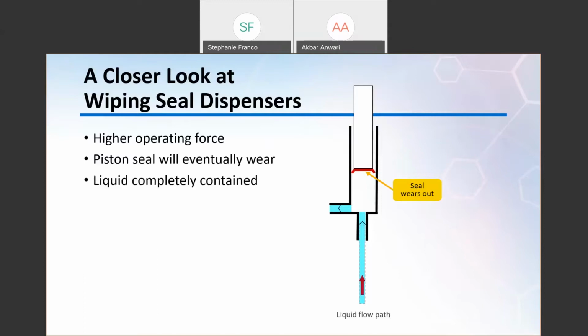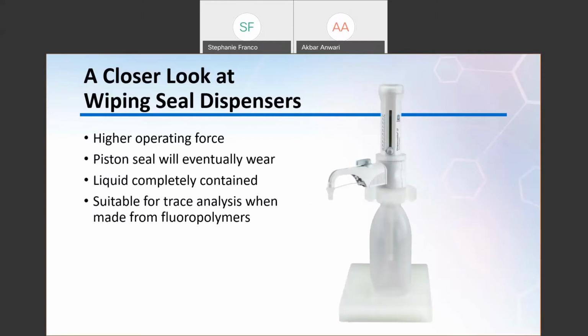One big advantage of the wiping seal dispenser, though, is that the liquid is completely contained within the instrument from the time it leaves the bottle to the time that it exits the discharge tube. This means when applied to a dispenser made with highly inert materials, such as fluoropolymers, it can be used for high purity chemicals for trace analysis with minimal degradation of the quality.